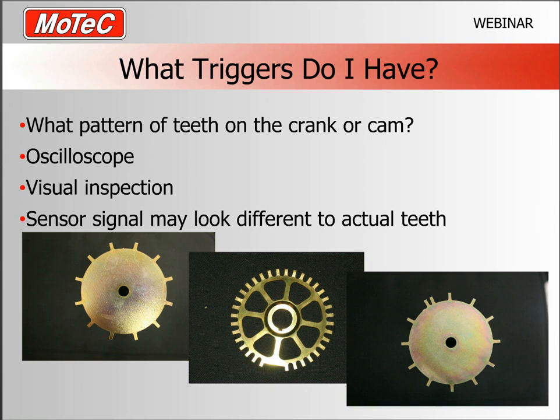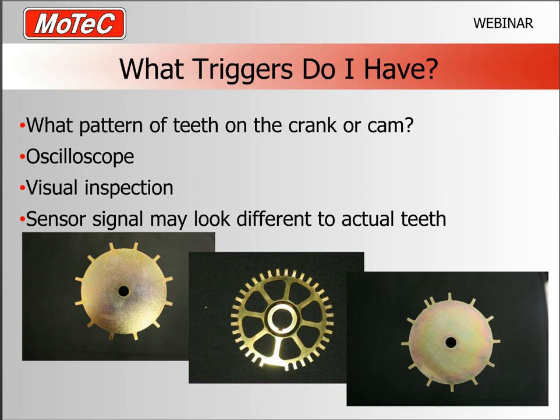We've got an even tooth at the left, 12 evenly spaced teeth. We've got a 36 minus 2 in the middle, and on the right we've got an additional tooth mode where it's got 12 teeth plus one of them has been doubled up as a reference point. My webinar today will be based on assuming that we have one single cam tooth or one single sync tooth. I'll mention variations on that at the end.